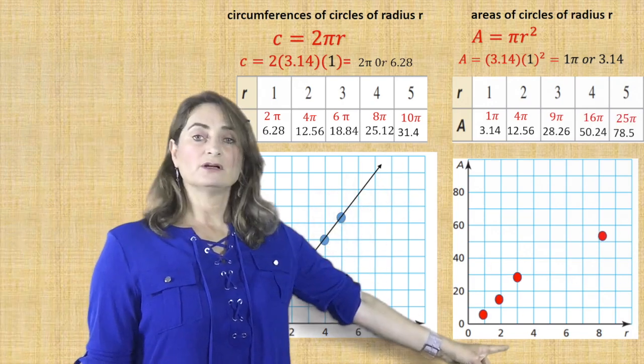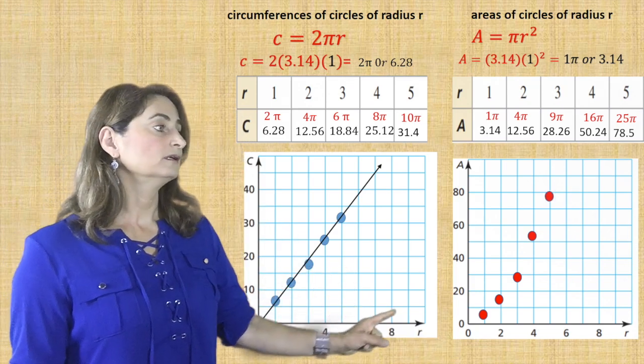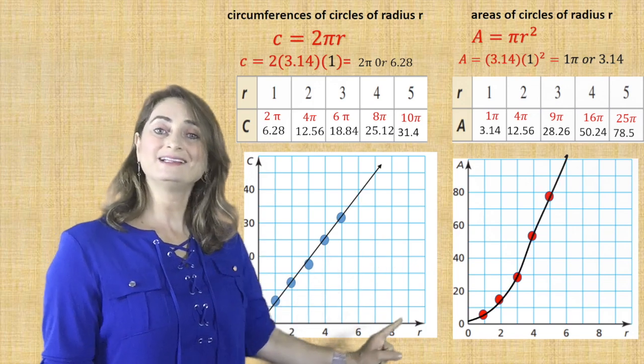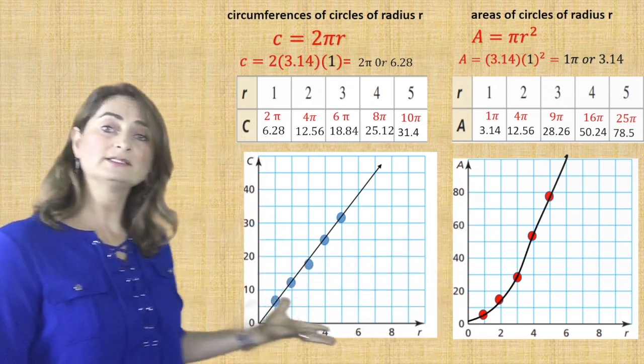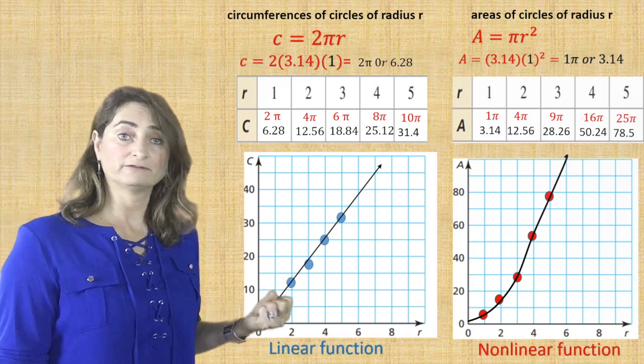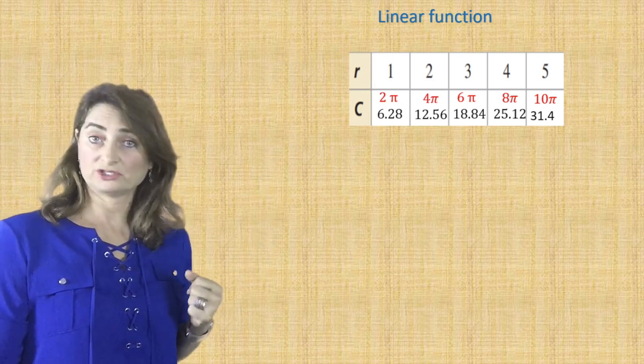The area depends on the radius again. Plot every point and see what happens. Now connect the points on the graph, and see how it curves up. So what's the difference between linear and nonlinear functions? Now let's discuss linear functions from a table, graph, and equation.